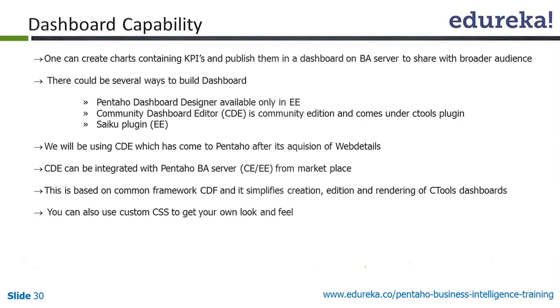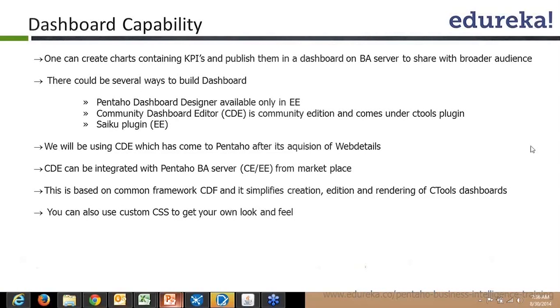So it's like dashboard capabilities. Like Pentaho has dashboards, so we'll see what they are. One can create charts containing KPIs and publish them on a dashboard on the BA server to share with a broader audience. So yes, you can have your KPIs and charts, graphs, maps, which can be published on your BA server to share with the business user.